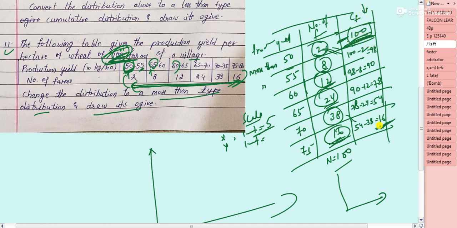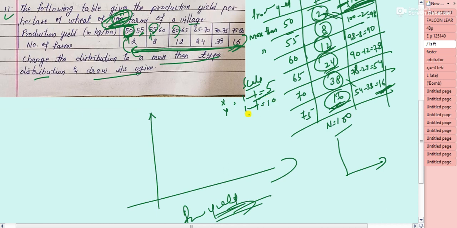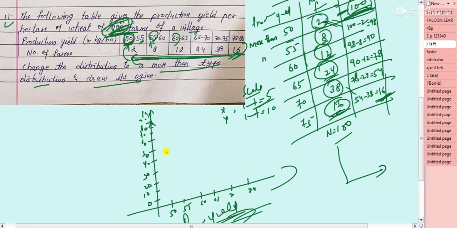From 100 it has decreased to 16, so here again you can take 10 or 20. I will take 10 itself. 10, 20, 30, 40, 50, 60, 70, 80, 90, 100. Don't start from 100 here, it is 0, 10, 20, 30, 40, 50, 60, 70, 80, 90, 100. Write it properly. And here it is yield, start from 50 itself: 50, 55, 60, 65, 70, 75. So now mark, for 50 it is 100.